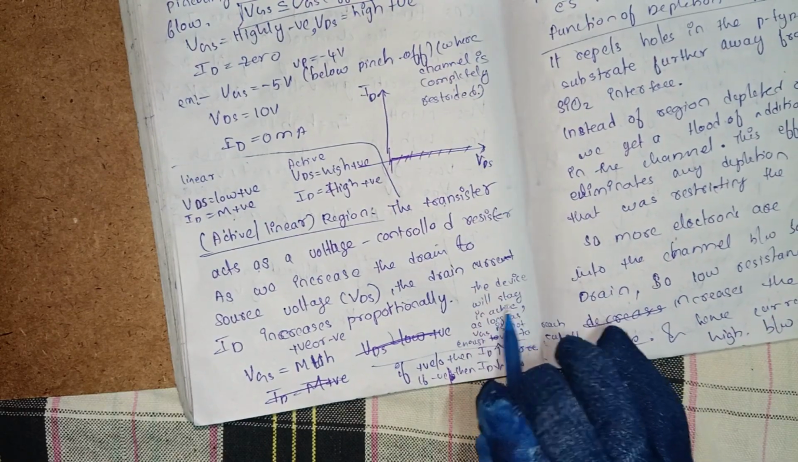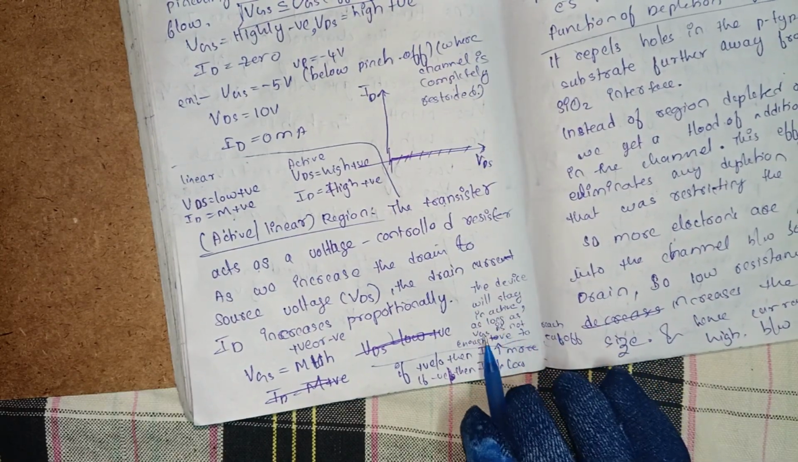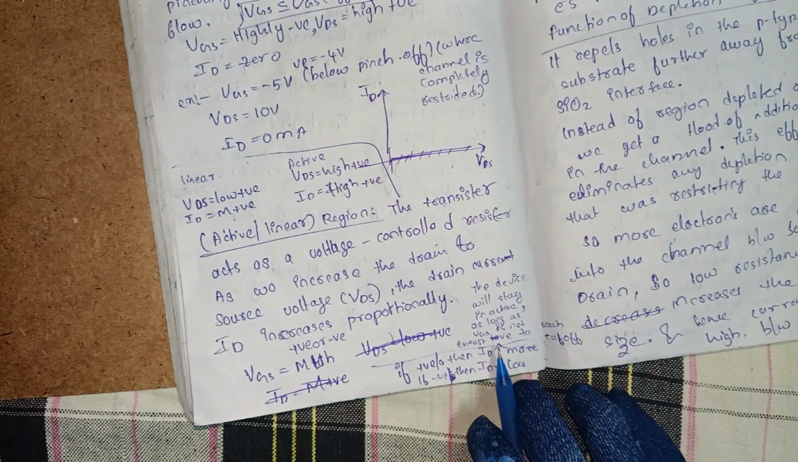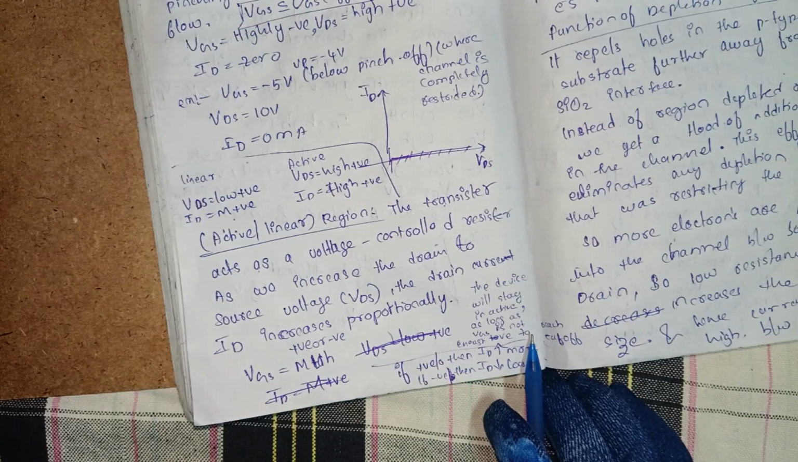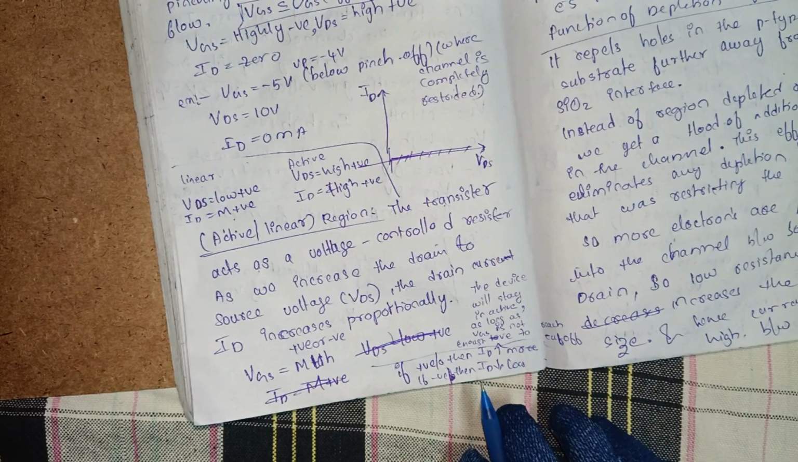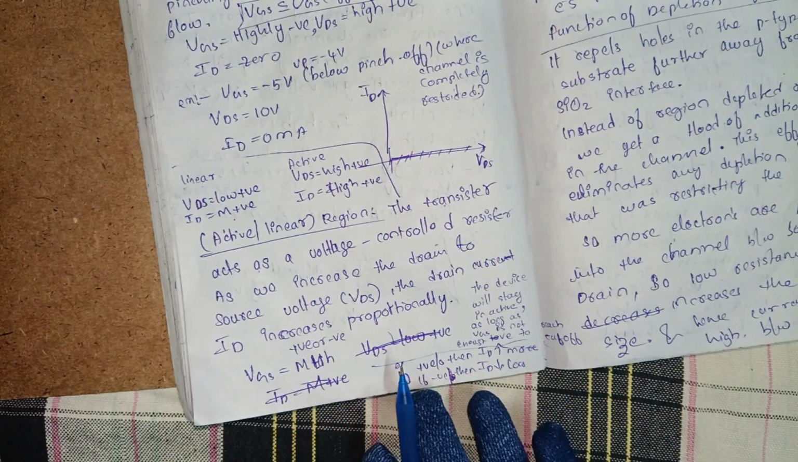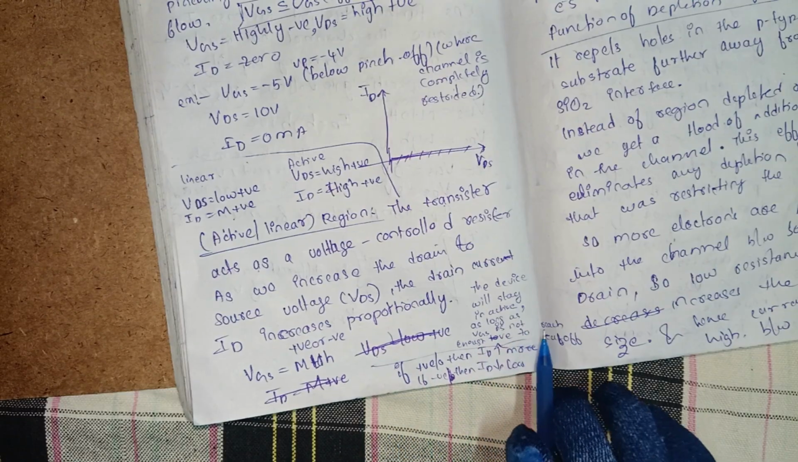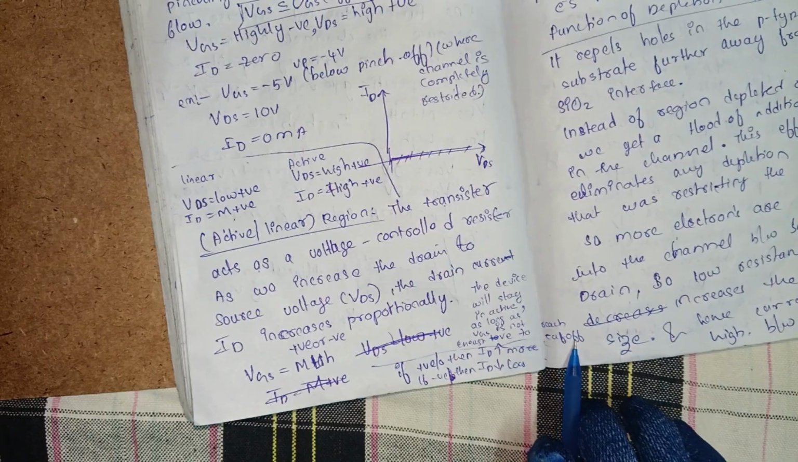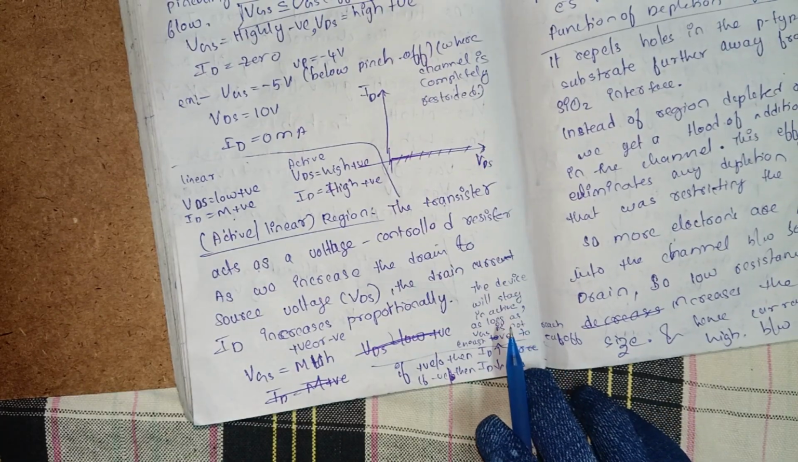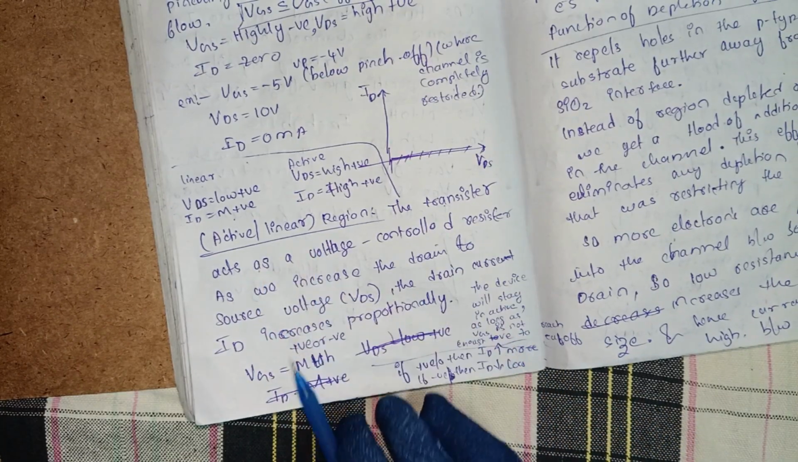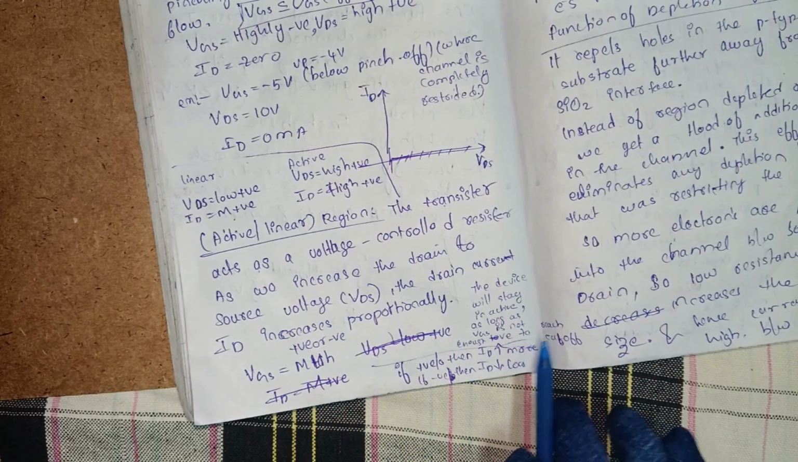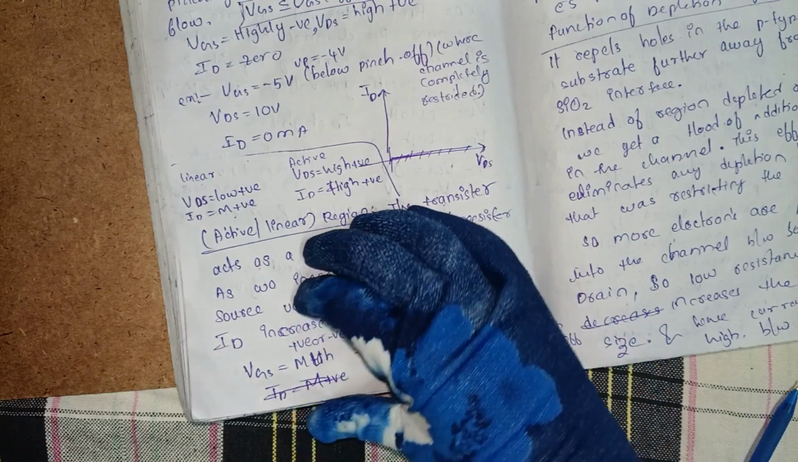And the device will stay in the active region as long as VGS is not negative enough to reach cutoff. In the active region, VGS can be negative as long as VGS is not negative enough to reach the cutoff region. Hope you understand this statement.